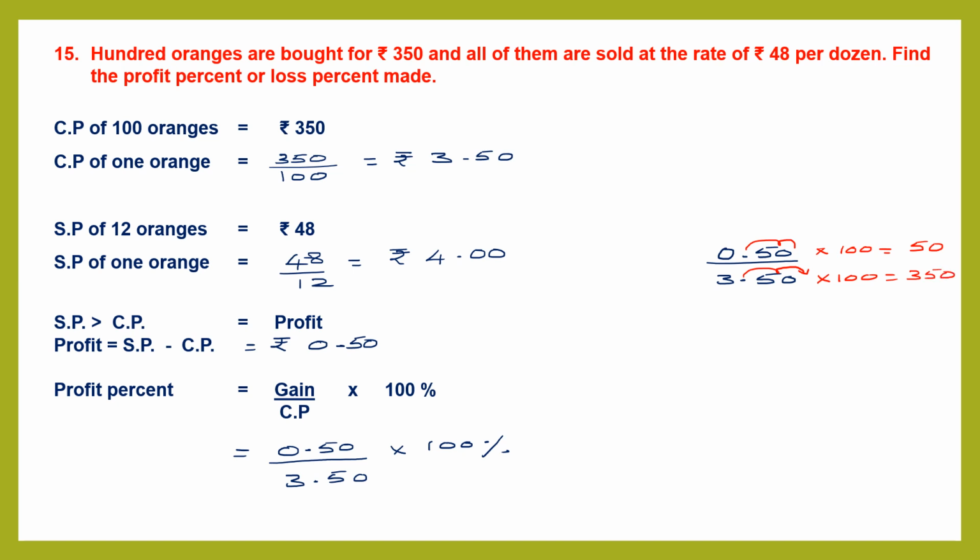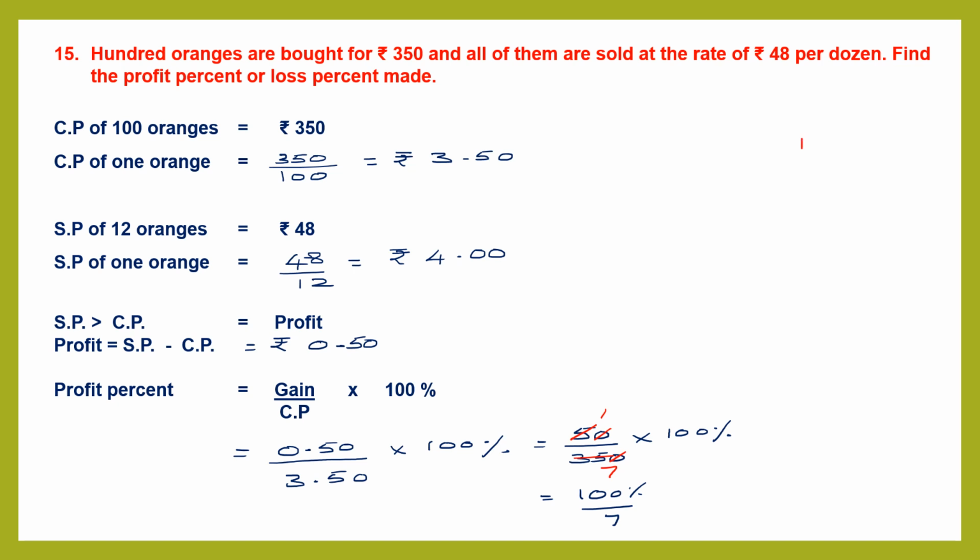So let's write that down here. So this is 50 divided by 350 into 100%. Now we can cancel the zeros. I can cancel this 0 and this 0. I can cancel 5 and 35. 5 ones are 5, 5 sevens are 35. So what do I have now? I have 100% divided by 7. So let's do that division.